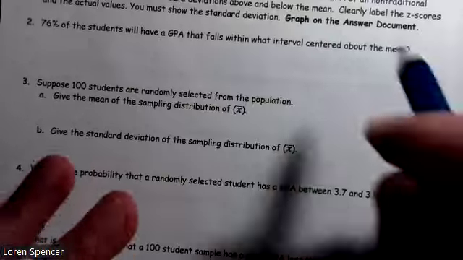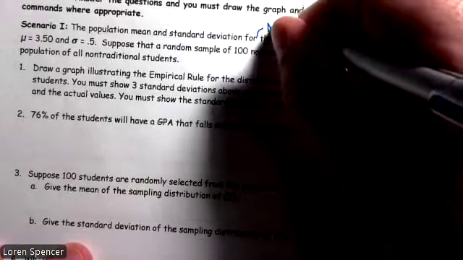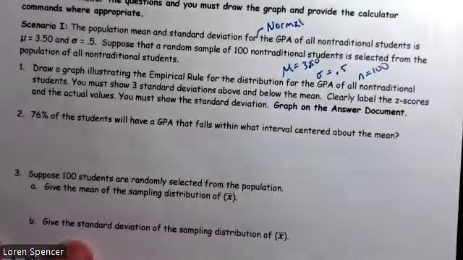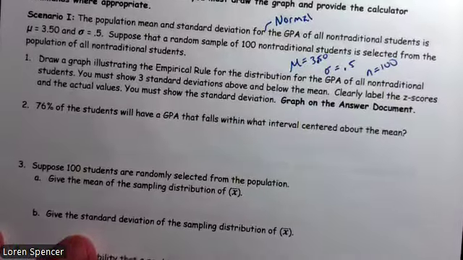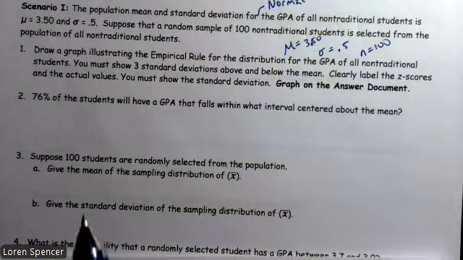The next thing, number 2. And by the way, this should have said up here that it's normal, and it will on your paper, right? This should say that it follows a normal distribution, and I'm just going to let you know that it does. Otherwise, we couldn't have done any of this work.